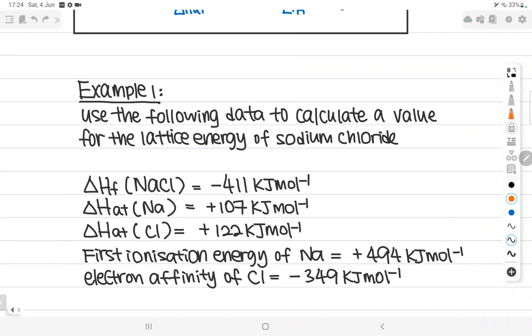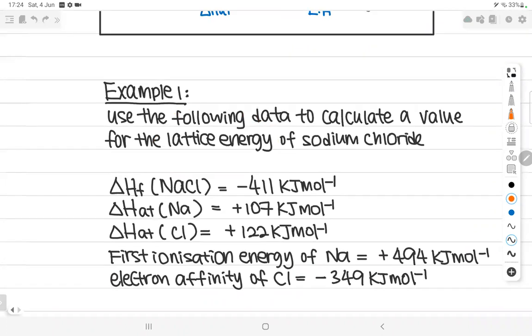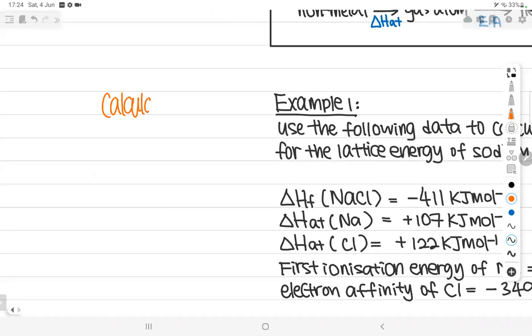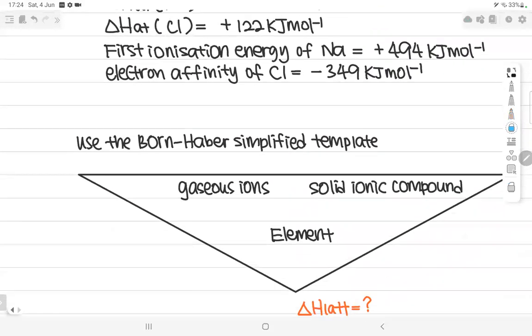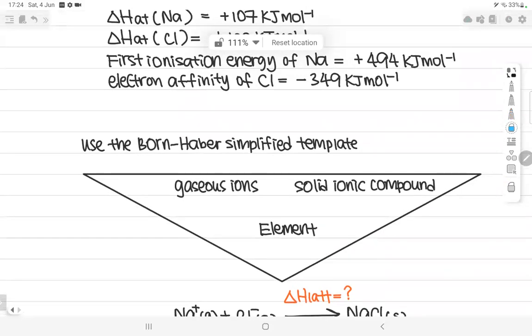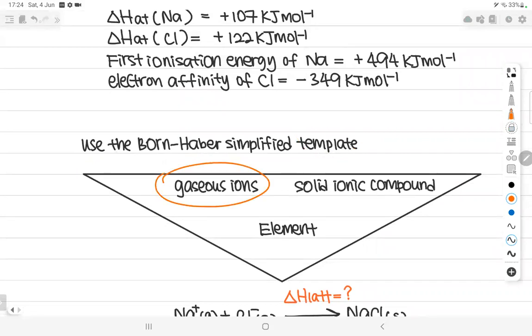As usual, when you have a calculation that is related to lattice energy, you like it or not, always go for the Born-Haber cycle. Let's do the Born-Haber cycle together first. When you want to use the Born-Haber cycle, you must follow this template. We have gas ions on the left, the solid ionic compound on the right, and the elements at the bottom. Don't change the sequence. So let's try to do this triangle together.